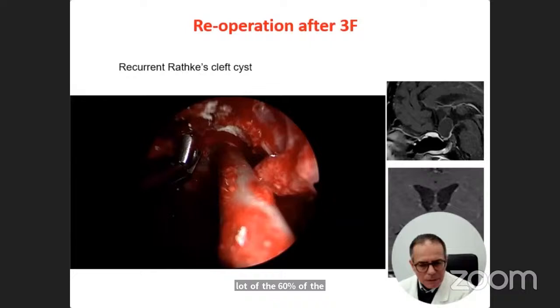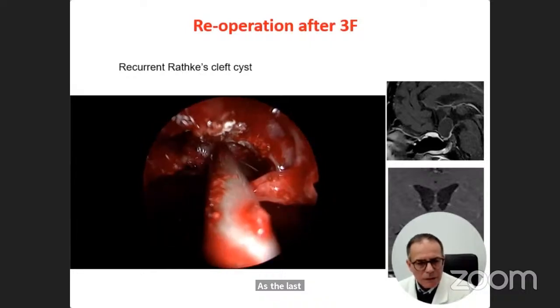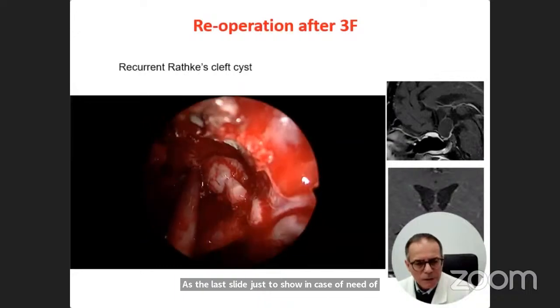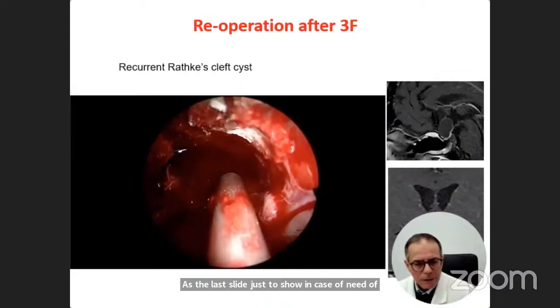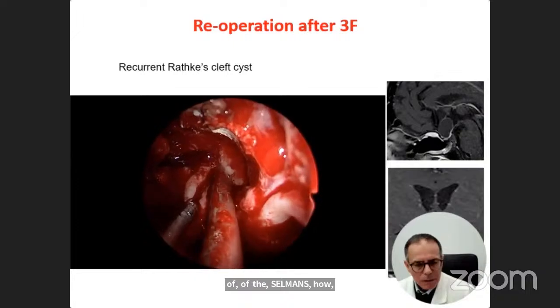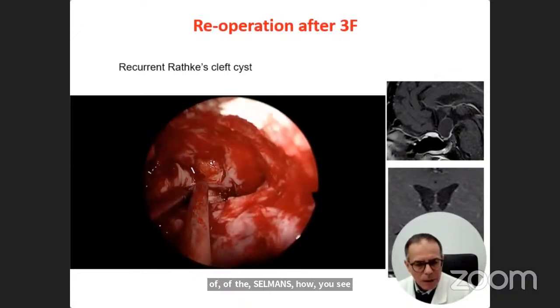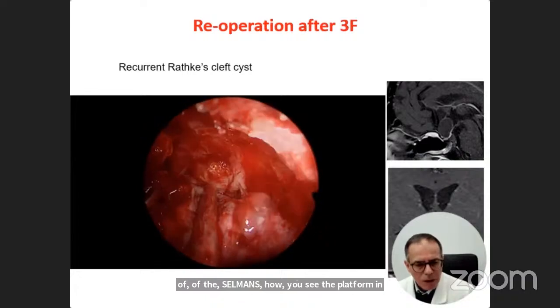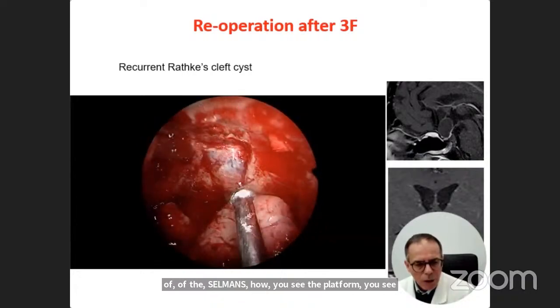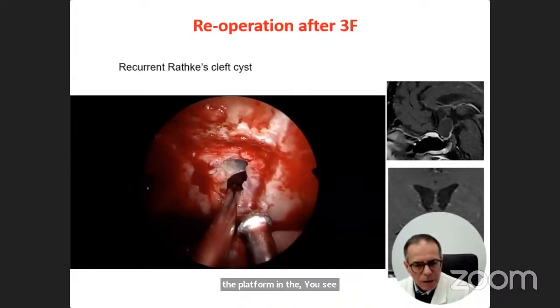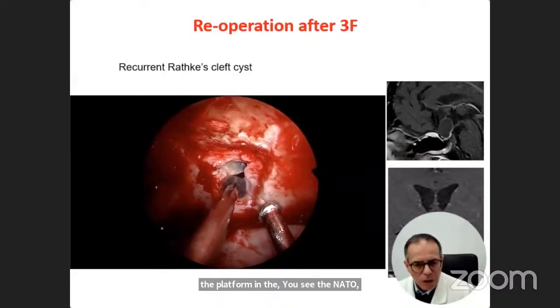And last slides, just to show, in case of need of reoperation after some months, how easy it is to remove this reconstruction. You see the flap can be easily detached. You see the neo-dura because the fat favors the regeneration, and you see this was a recurrent radical.